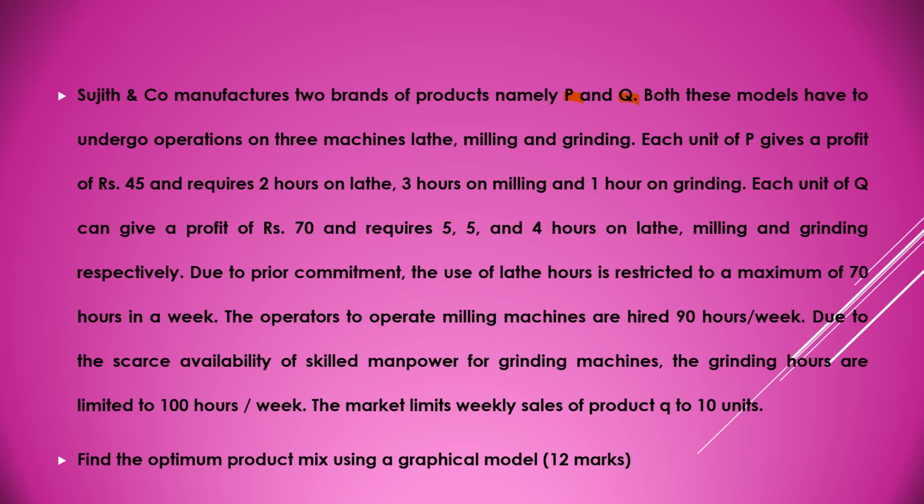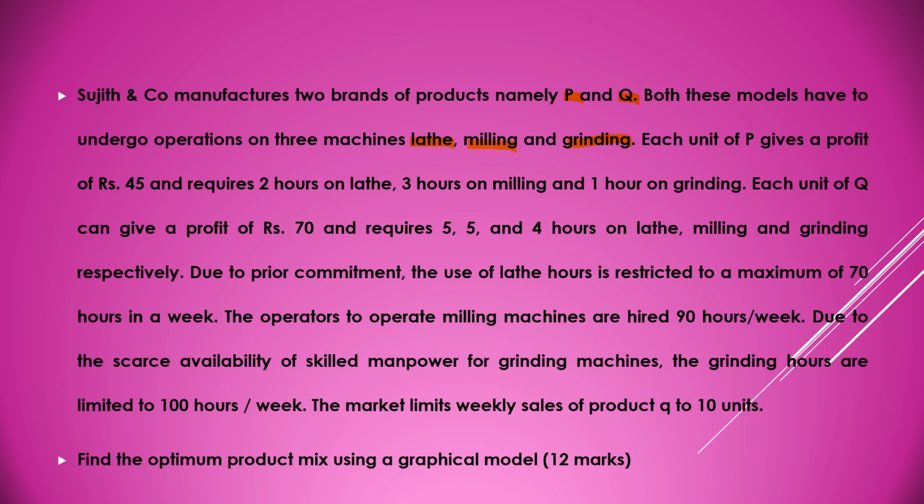Both these models have to undergo operations on three machines: lathe, milling, as well as grinding. Each unit of P gives a profit of 45 and requires 2 hours on lathe, 3 hours on milling, and 1 hour on grinding. Each unit of Q gives a profit of 70 rupees and requires 5, 5 and 4 hours on lathe, milling and grinding.